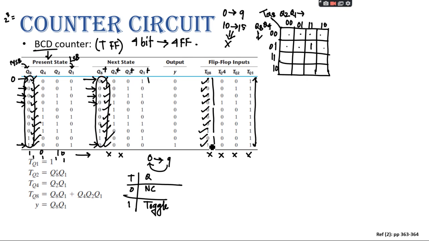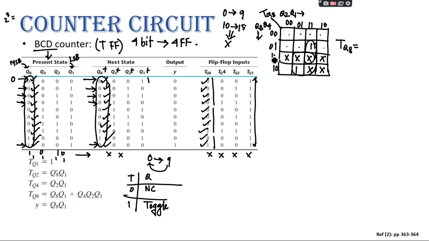And then the second 4 bits should be 0, 0, 0, 1. And then 0, 1, and the rest of the bits should be don't care, right? Yes, sir. How can we combine them? We can take these 4 in a group, right? Yes, sir. We can take these 2 in a group. So what will be the equation for T8 then?